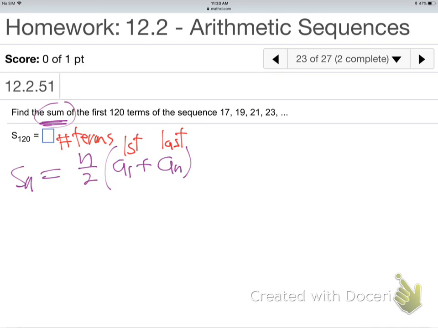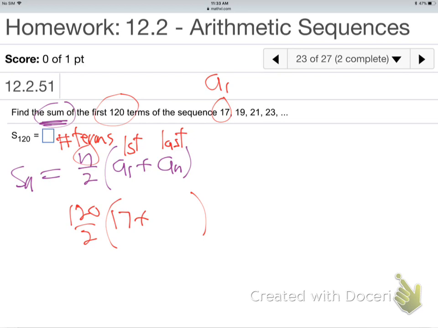Do we know what N is? Do we know what the number of terms is? 120, so that's 120. Good so far. 17 is A1, the first term. What the last term is, we don't know, so that goes into the other formula.